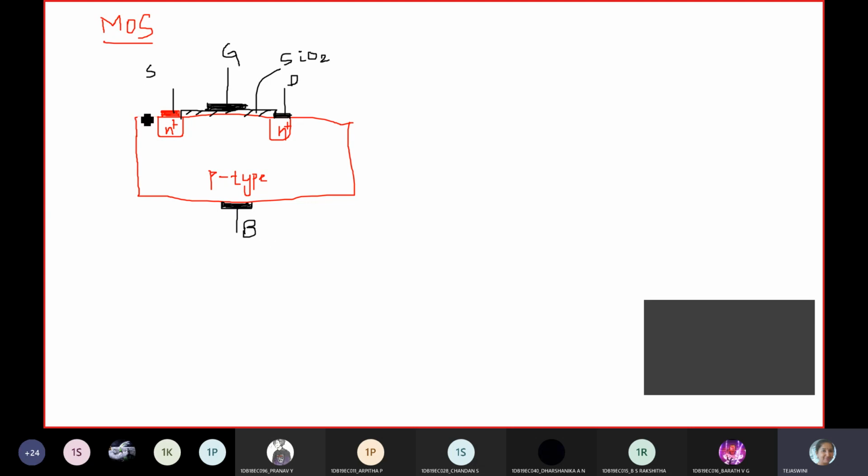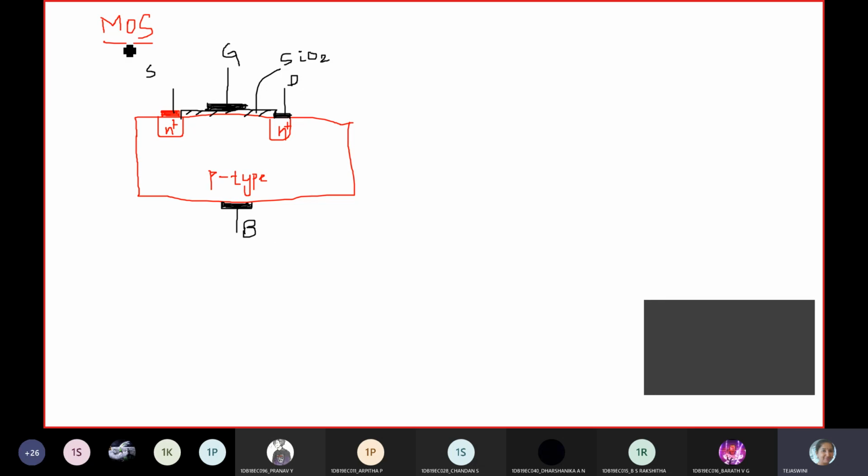So there are four terminals, but in the symbol you observe three terminals, because the body and the source are always shorted to avoid body effect. If you are not shorting the source and the body, the body will act as a second gate. If you apply a voltage to this body, it will act as a second gate, and the minority carriers move towards it. To avoid that, we short the source and the bulk or body or substrate. So that is the fourth terminal.